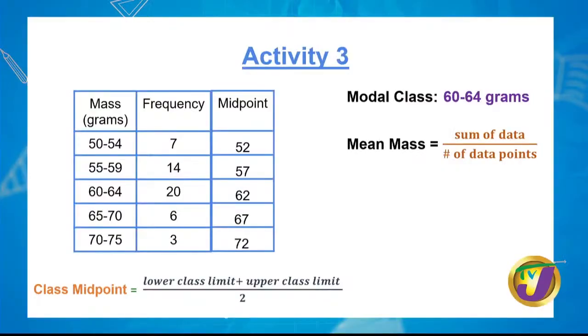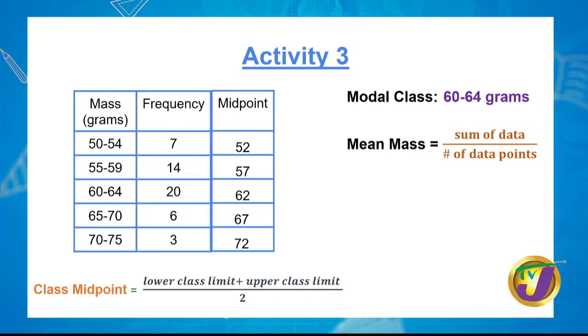So we'd want to find out the total mass of all the 50 carrots. Yes. So we have 7 carrots, each having approximate mass of 52 grams. So how would we go about finding the mass for those 7 carrots? Well, seeing that we're using the midpoint, we can just multiply. Yes, because we are saying each of them is 52. Right, an estimate. 7 times 52 would give us the total for those 7 carrots.